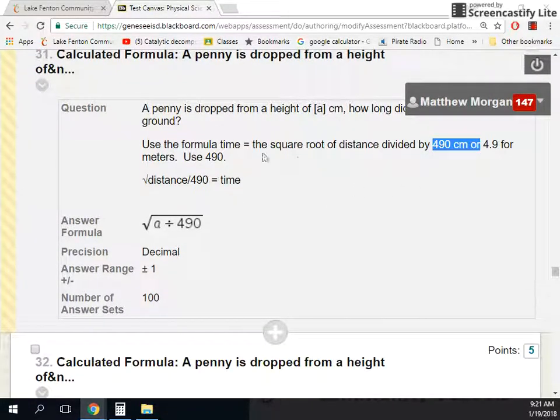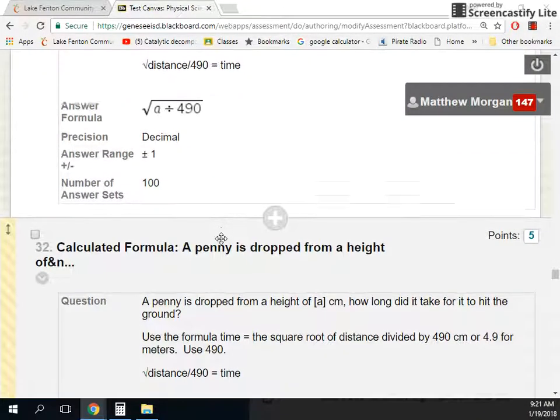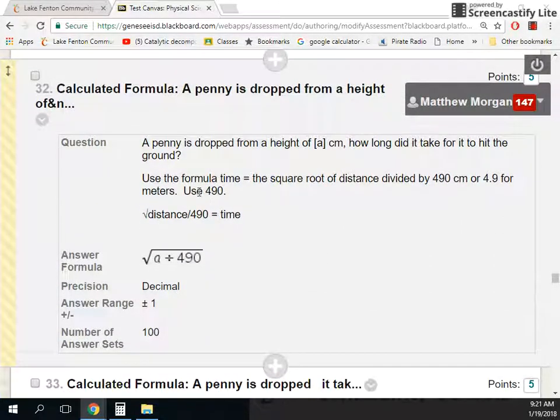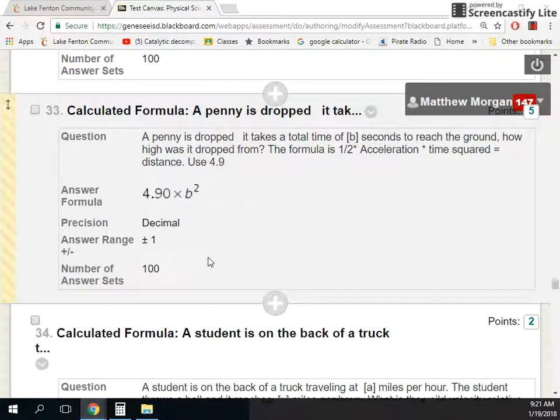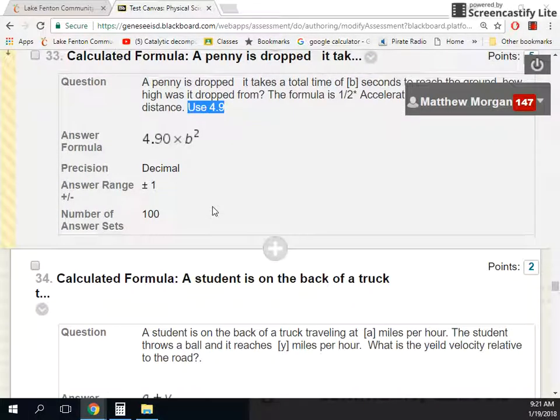And use 490 for this question. That means your first number divided by 490, and square root it. Same thing: use 490, first number divided by 490, and square root it. Now this one, you have to use 4.9. A penny has dropped. It takes a total time of b seconds to reach the ground. How high was it dropped from? The formula is 1/2 acceleration times time squared. Use 4.9. Does everybody get that I'm giving you the formula and how you do it inside the question?